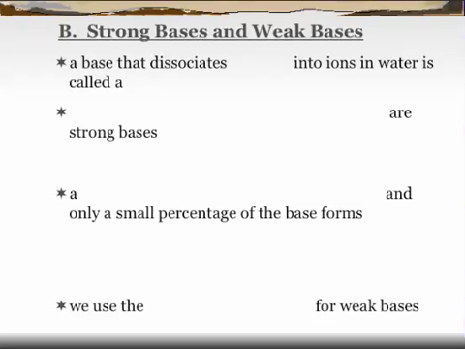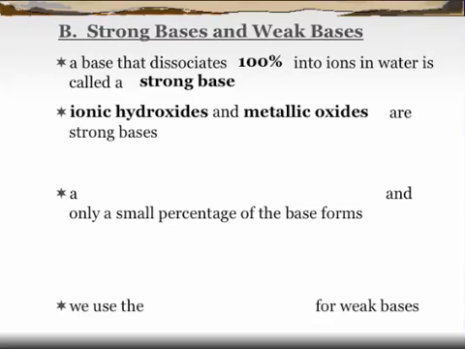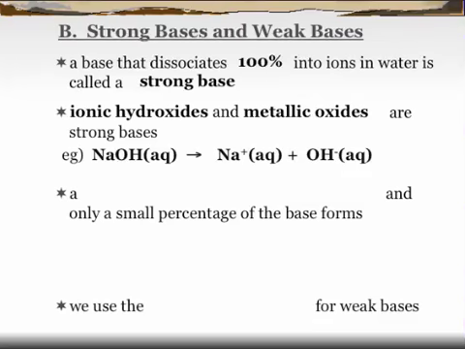Alright, so strong and weak bases. A base that dissociates 100% into ions and water is called a strong base. Makes sense, right? So ionic hydroxides and metallic oxides are strong bases. For example, sodium hydroxide will dissociate completely into sodium and hydroxide.